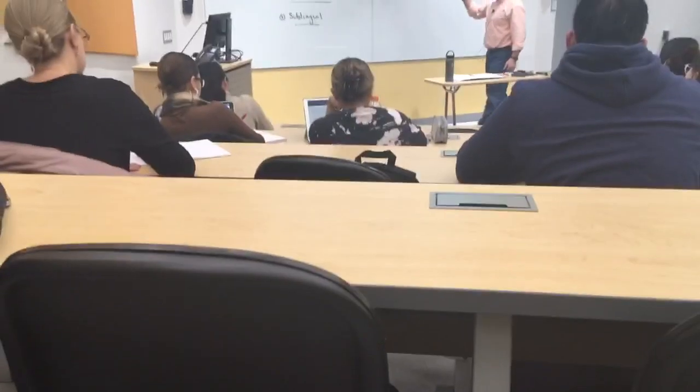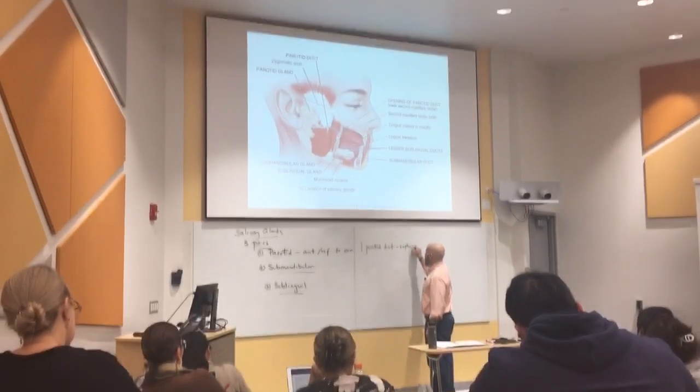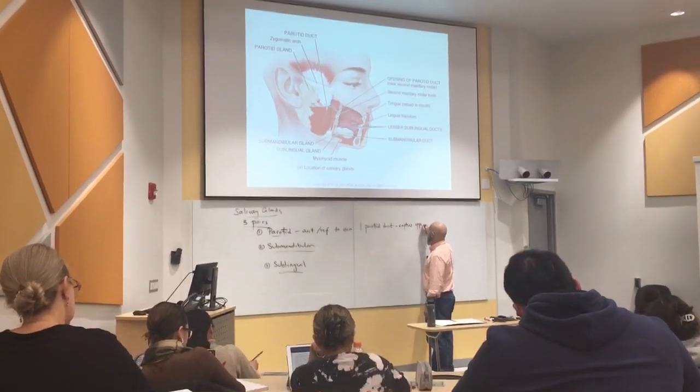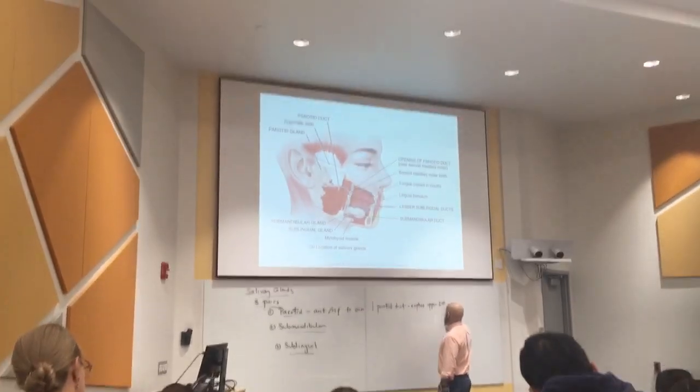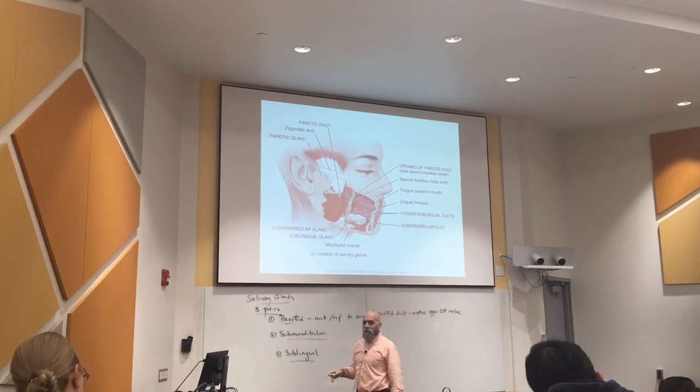Second molar, so it's the parotid duct, and where it empties and releases the saliva out is near the upper second molars on the right and left side. So that's two of the glands. Remember, there's three pairs of glands that we have.